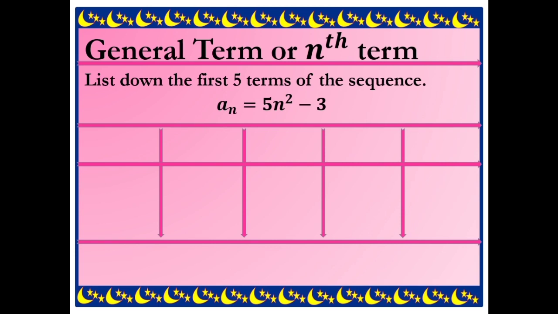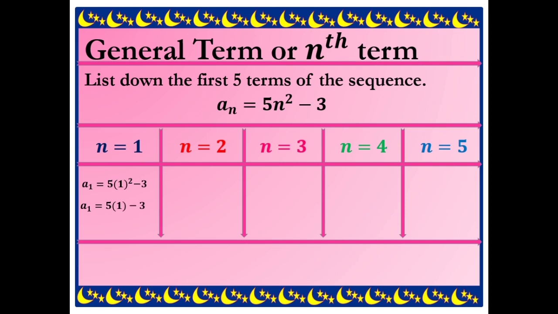Next example, how about a sub n is equal to 5n squared minus 3? Again, for the value of every position, 1, 2, 3, 4, and 5, since we are looking for the first 5 terms. The first term, a sub 1, is equal to 5 times 1 to the power of 2 minus 3. So a sub 1 now is equal to 5 times 1, since 1 squared is 1, minus 3. Then the answer is 2. Second term, a sub 2 is equal to 5 times 2 raised to 2 minus 3. 2 squared is 4, so we have 5 times 4 minus 3, and the final answer is 17.